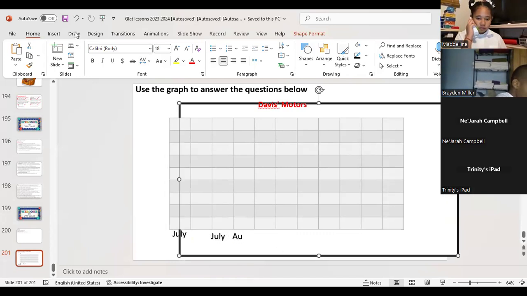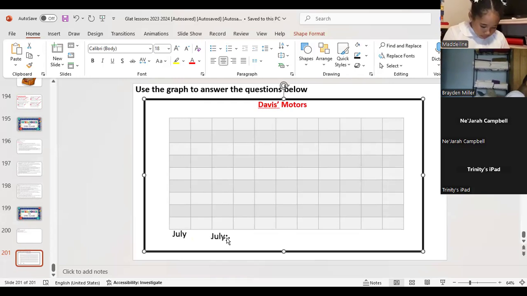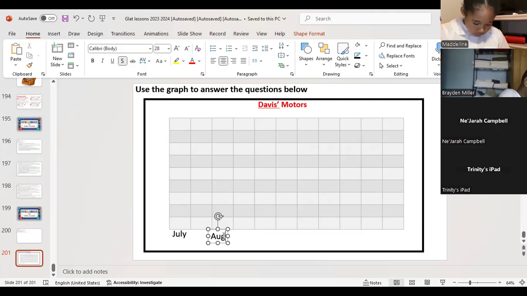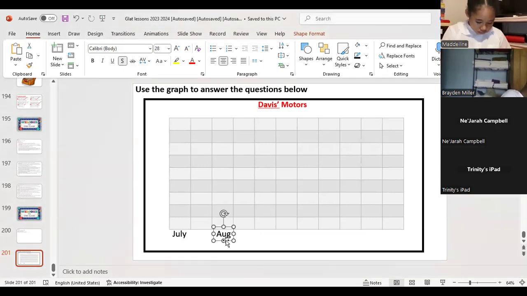All right, so this is going to be July, and then we have August. How is y'all's graph looking? Okay. Literally, looks okay. Disgusting.